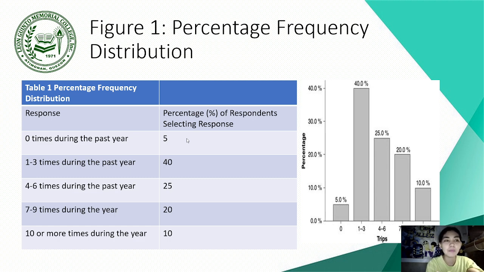So we have here a table of percentage frequency distribution, where the left is the representation of the response, and the right is the percentage of respondents selecting the response. So 0 times during the past year is 5%. 1 to 3 times during the past year is 40%. 4 to 6 times is 25%. 7 to 9 times is 20%. Then the last one, 10 or more times during the year, is 10%.